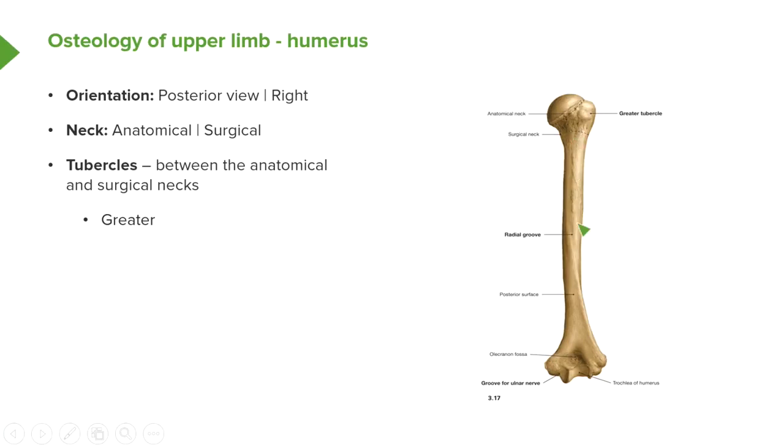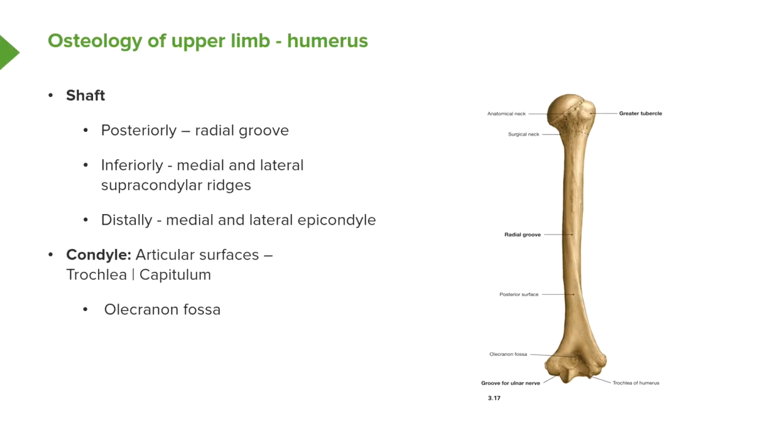An important structure that we can see on this posterior aspect is the radial groove that's passing down this posterior surface. We can see the radial groove. And the radial groove is important. It allows the radial nerve and the profunda brachii artery to run alongside it as they supply the posterior compartment of the arm. So we can see the radial groove here is on the shaft of the humerus, on its posterior aspect.